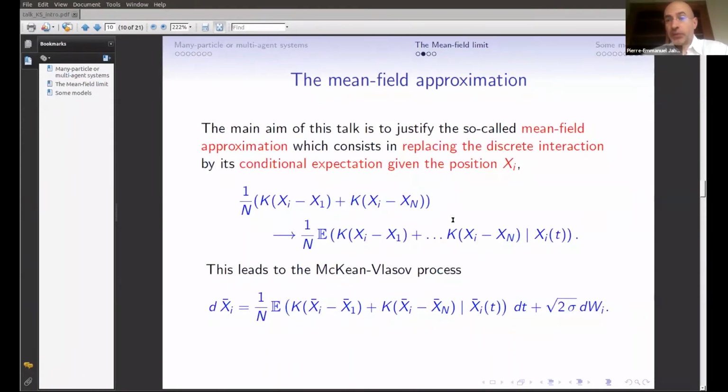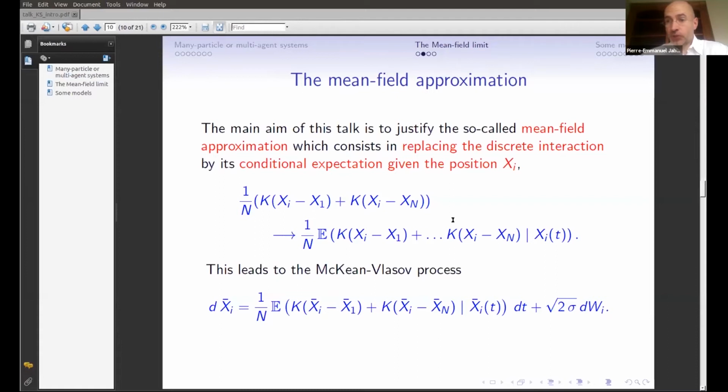Now, the idea of the mean field approximation is on paper relatively simple. You have this discrete force field, which is a sum of two-by-two interactions, and we are going to replace that by its expectation. And then instead of the original coupled system of SDE, now I have a different coupled system, which is called the McKean-Vlasov process, and which is the second equation written here.